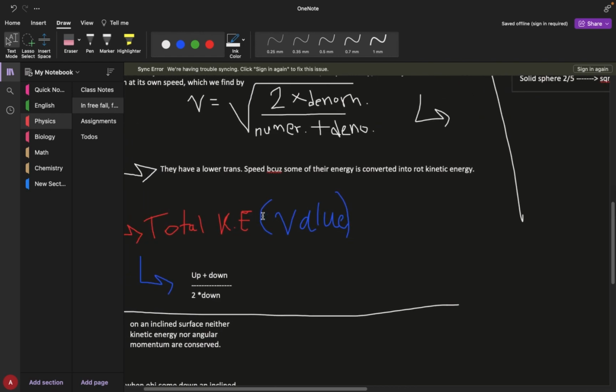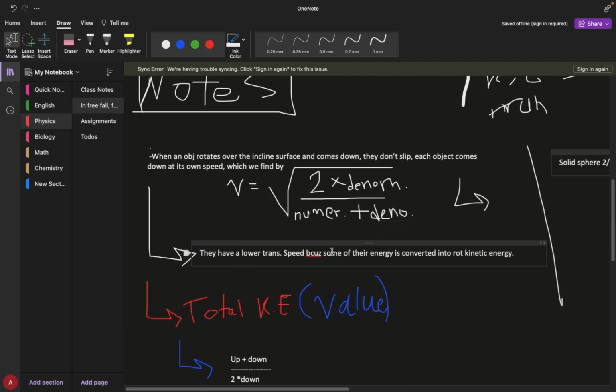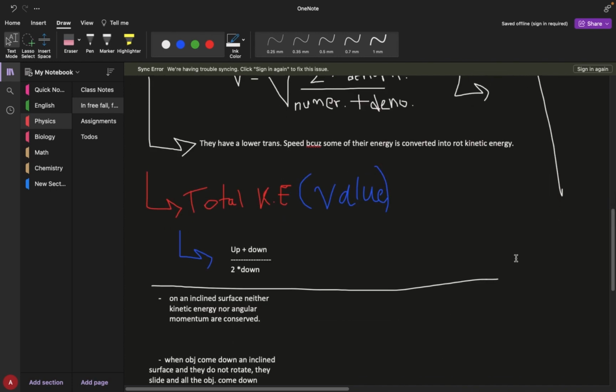Alright, so they have lower translational speed because some of their energy is converted into rotational kinetic energy, and we talked about this. I'm not so interested. So the potential energy is converted to both types of kinetic energy.